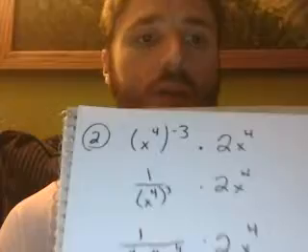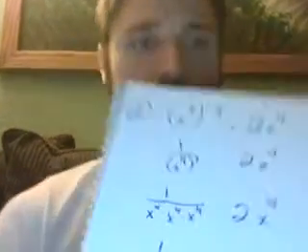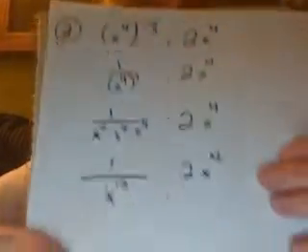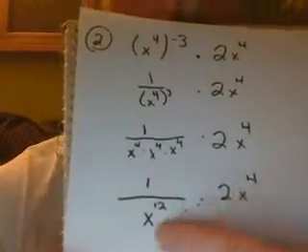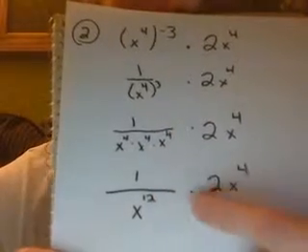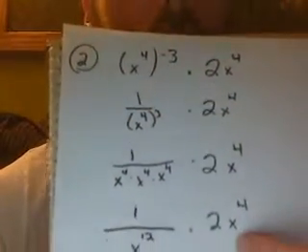Now you guys should be able to take it from here. What is x to the 4th times x to the 4th times x to the 4th? It's x to the 12th, because we simply add the powers, times 2x to the 4th. Now let's think about this right here. What would I do with this now? I have 1 over x to the 12th times 2x to the 4th, and how do I actually multiply those?